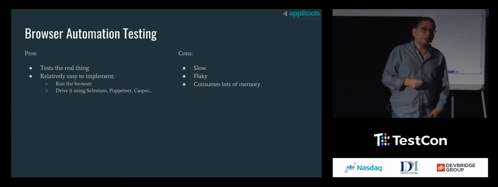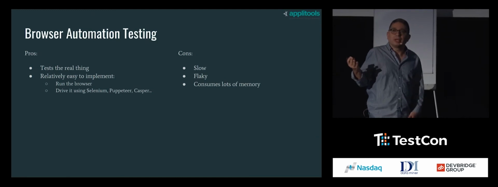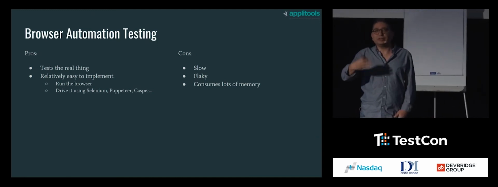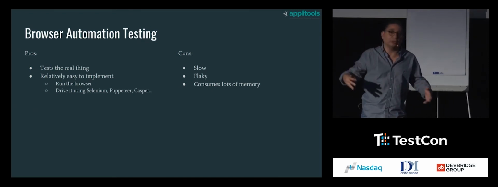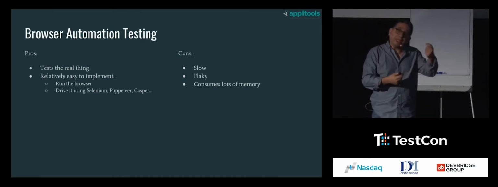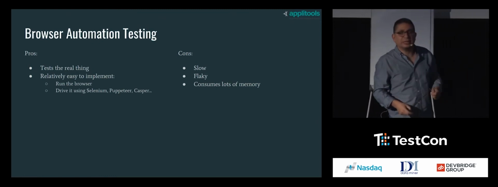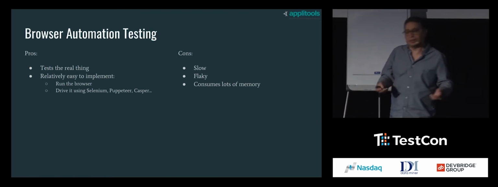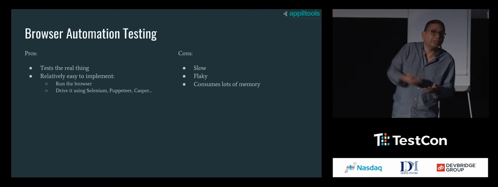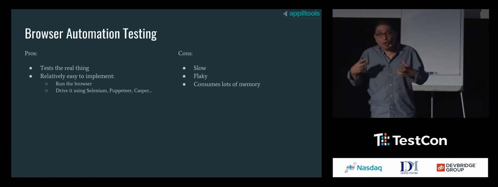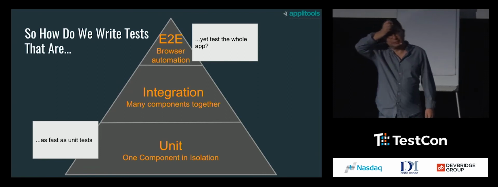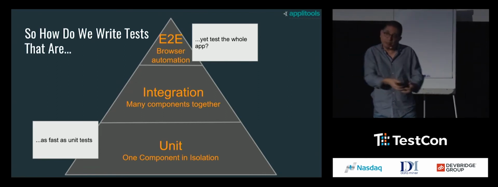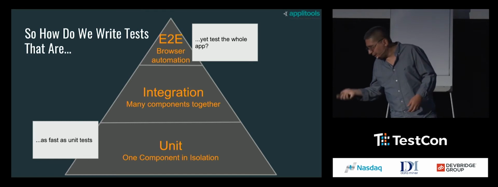And they consume lots of memory, which is not a problem unless you're doing CI, unless you're doing a build system, and you have lots of these running on one host or many hosts. Memory is money. More hosts to run your tests. So the less memory it is, the better you are. And these consume a lot because you're running a browser. Chrome, for goodness sake. So how do we write tests that are as fast as unit tests, run in memory under Node, and yet test the whole app?